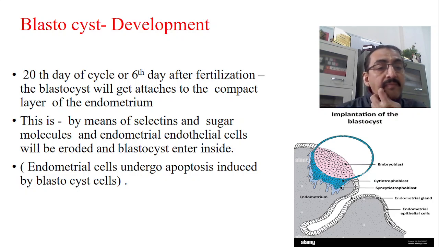Endometrial cells also undergo apoptosis induced by the blastocyst cells which attach to them. So these blastocyst cells cause apoptosis of the endothelial cells, so that a gap is formed, and through that gap the blastocyst gets attached and enters inside.